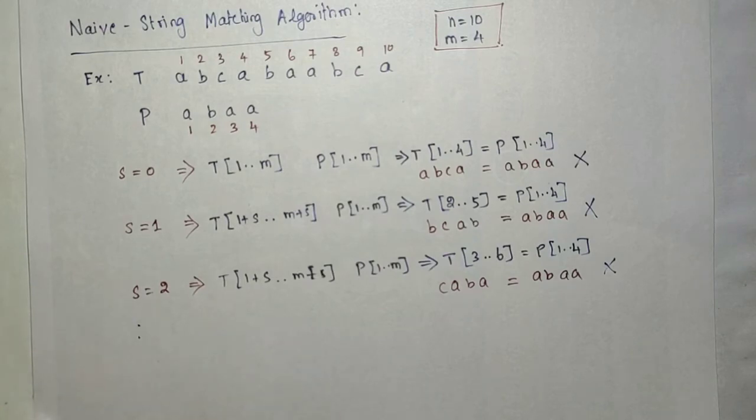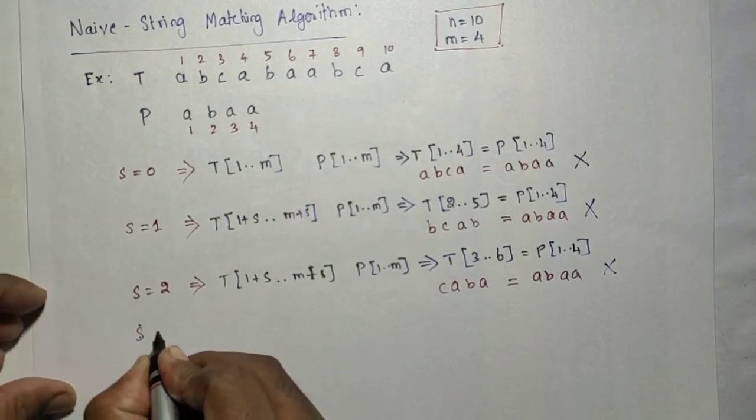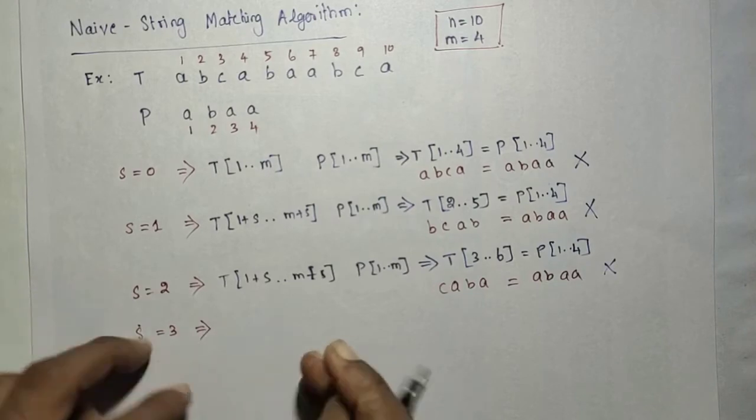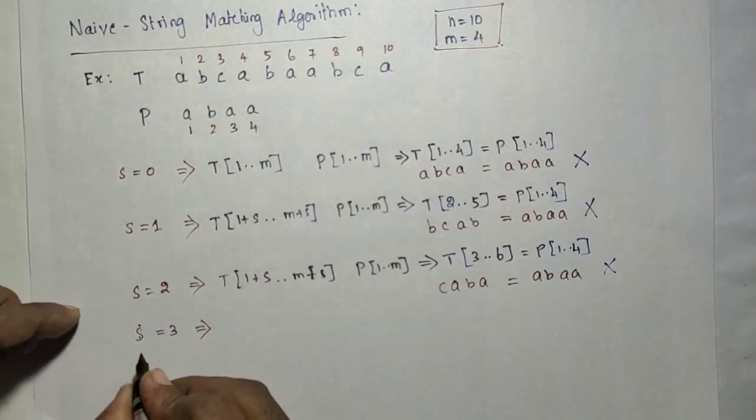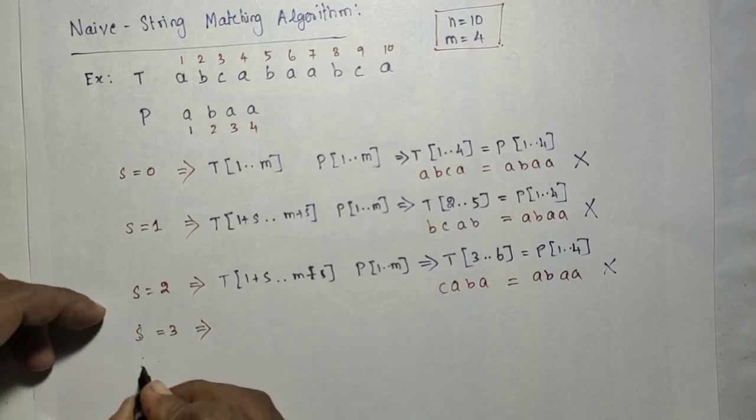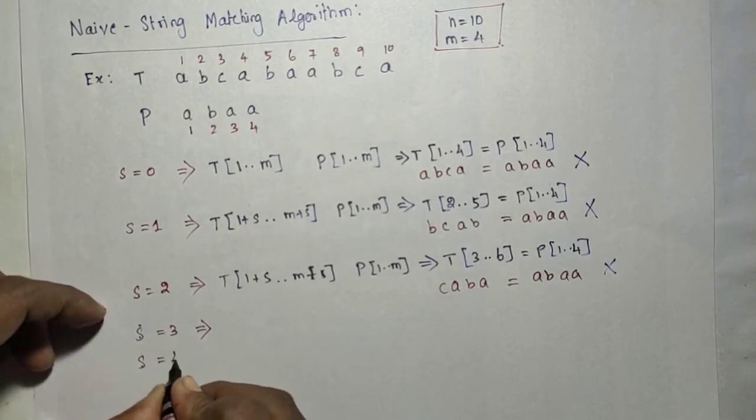So similarly I need to continue. S equal to 3, actually the pattern is found. Okay, the pattern is found. So similarly I need to compare, and if it is not found, I need to continue to S equal to 4.